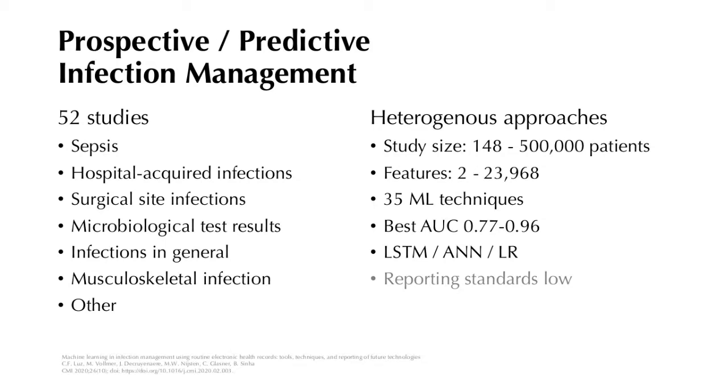Overall, we found very nice examples of LSTM, long short-term memory neural networks, and artificial neural networks, but also logistic regression models performing really well. However, of course, it is not really possible to compare all those different takes and approaches to infection management, because the outcome is so different and the approaches are so different. And unfortunately, we also found that in this very young field of infection management, the reporting standards are quite low, so it's often difficult to compare.